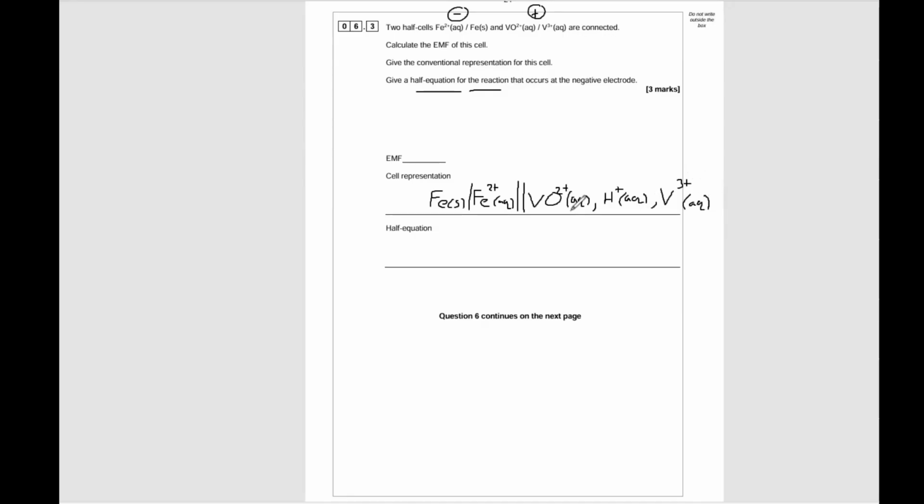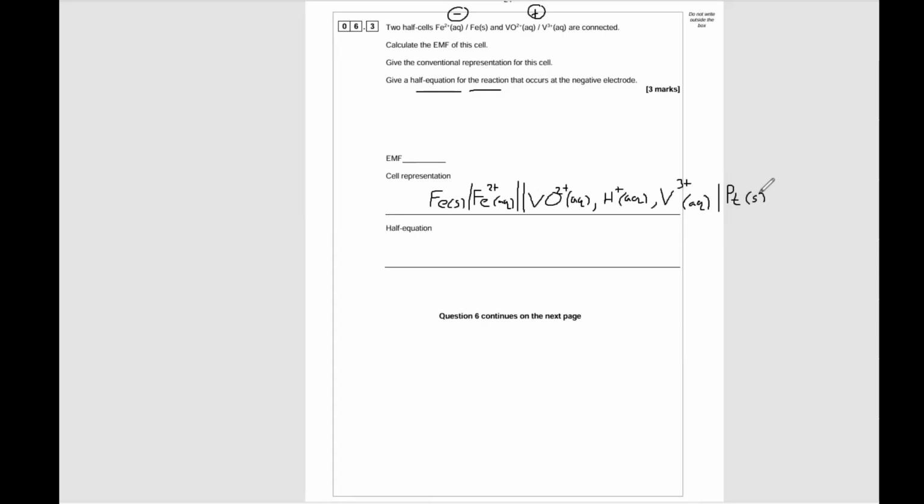Not quite yet. Because these are aqueous, we can tell over here at the anode that the electrode is the iron because it's solid. But what are you going to use as the cathode, because you haven't got a solid electrode to conduct electricity into the electrolyte here? So what we have to do is put a vertical line there, and then put what the electrode's made of, and it's made of platinum. That always comes last, regardless of what's on that half of the cell.